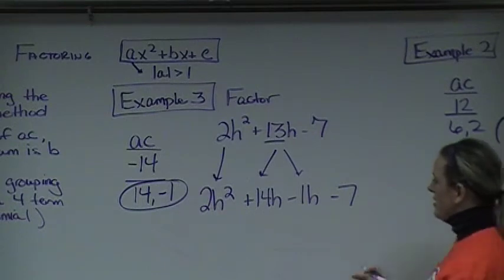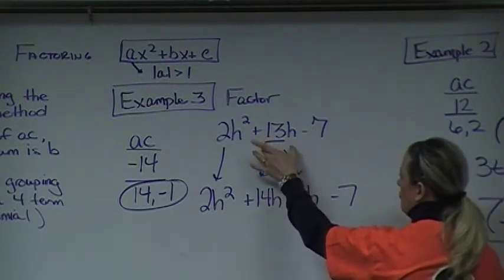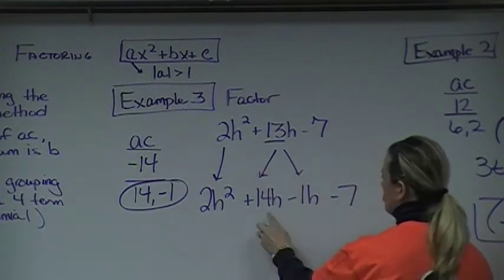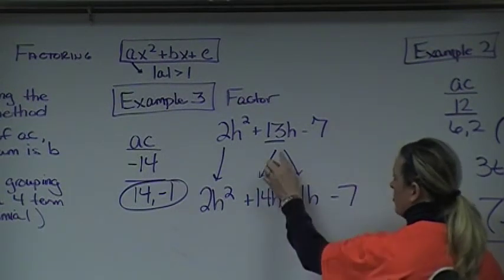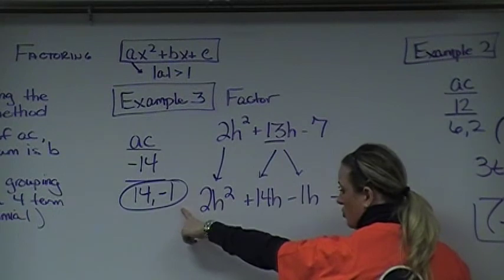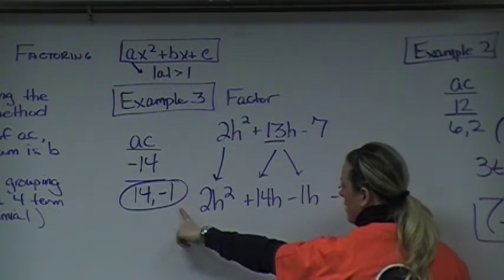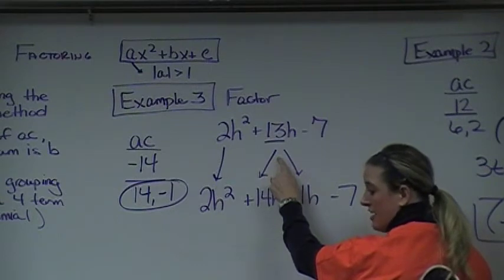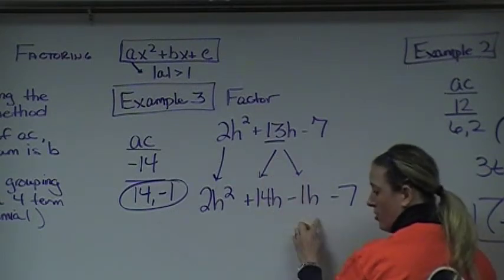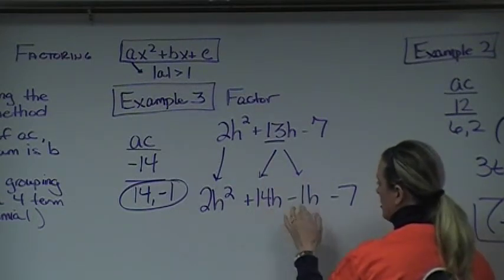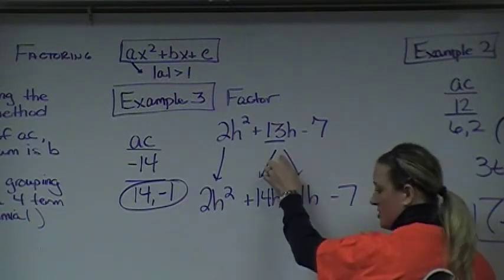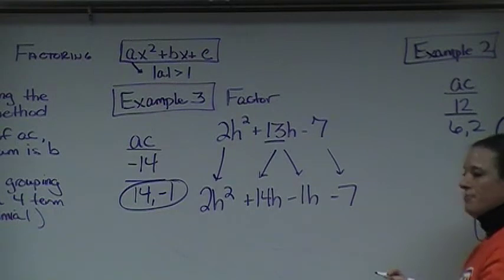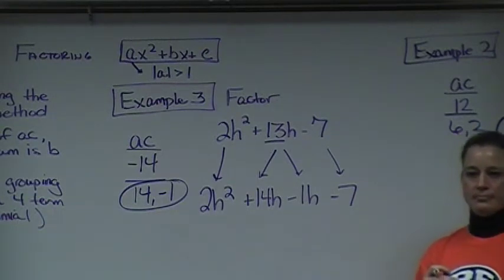So what Danielle did was she brought down her two like terms that when added together equal 13h. Obviously, the two factors we came up with. Okay, their sum has to be 13h. Well, in order for them to have a sum of 13h, they both have to have a variable of h. So 14h minus 1h gets me 13h. And then she brought down her last term. Perfect. Okay, what's the next step?